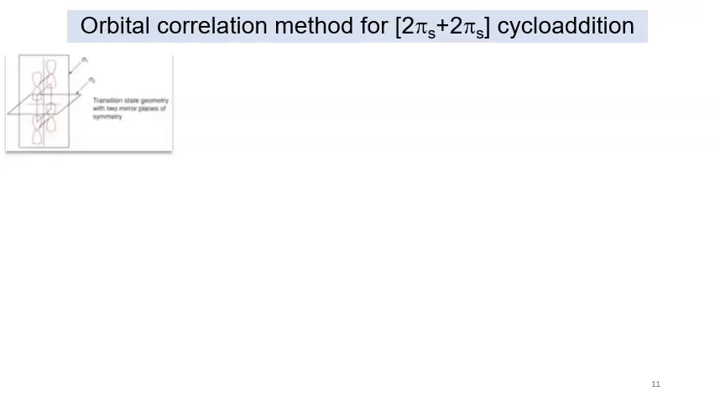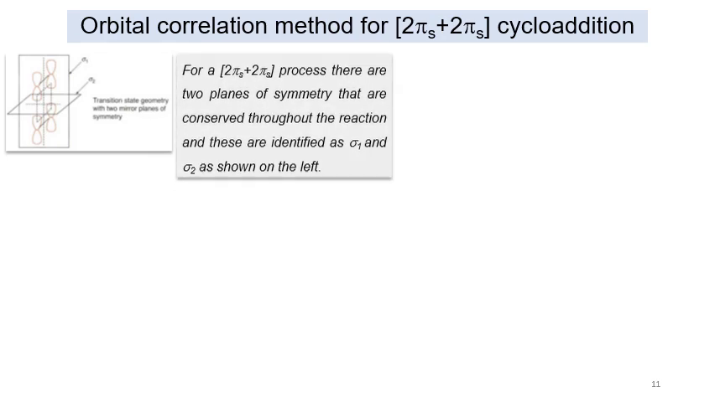We'll now see the orbital correlation method for the two cycloadditions, for the 2πs plus 2πs cycloaddition. For the 2πs plus 2πs process, there are two planes of symmetry, as we can see in this diagram, and these are conserved throughout the reaction, and we identify these planes as σ1 and σ2, as we can see in this particular diagram.